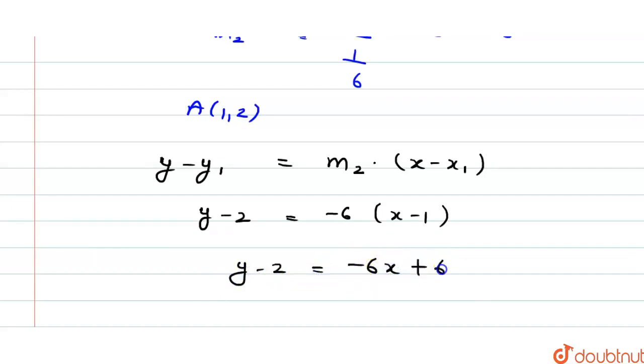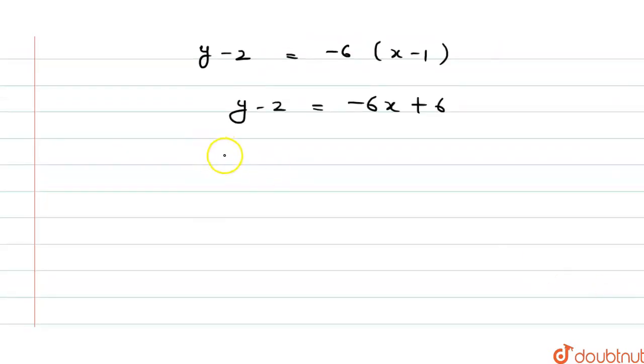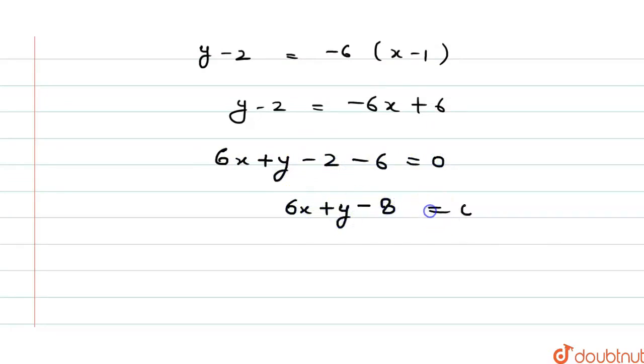equals -6x plus 6. If I take these terms on the left hand side, then my equation will be 6x plus y minus 2 minus 6 equals 0. So the required equation is 6x plus y minus 8 equals 0, which is the required answer for this question, and hence we are done.